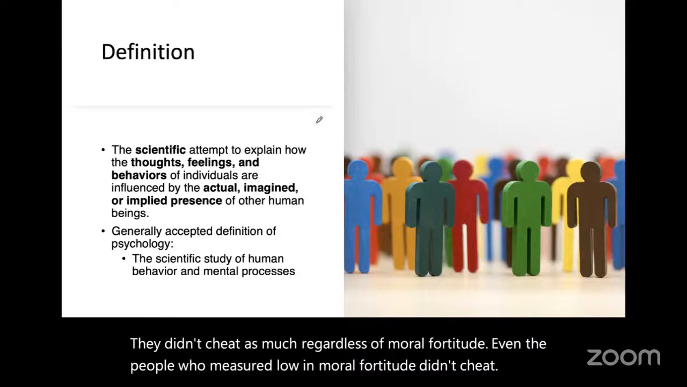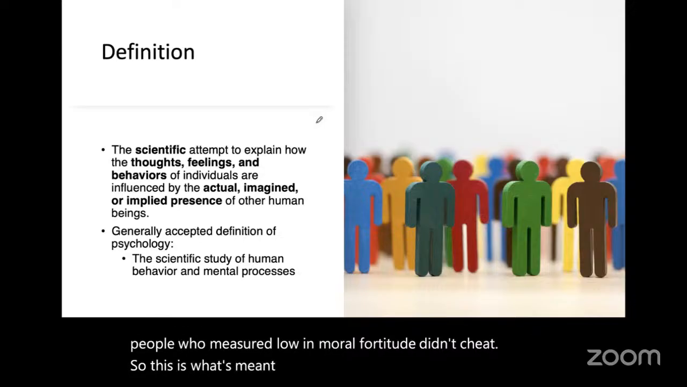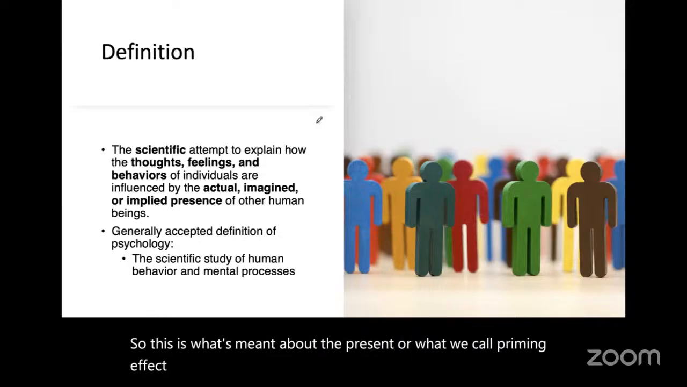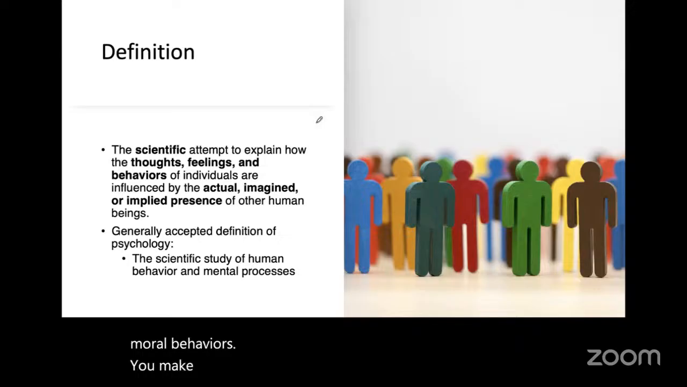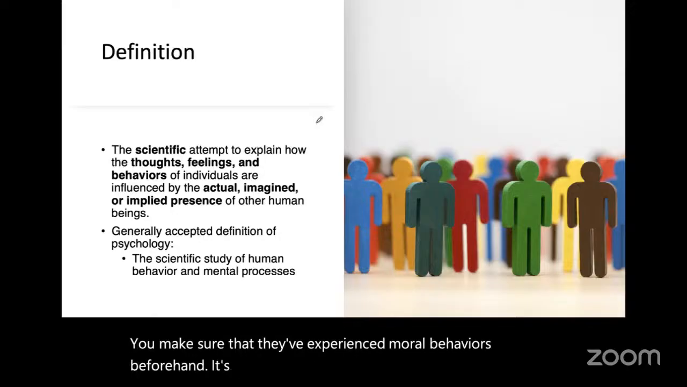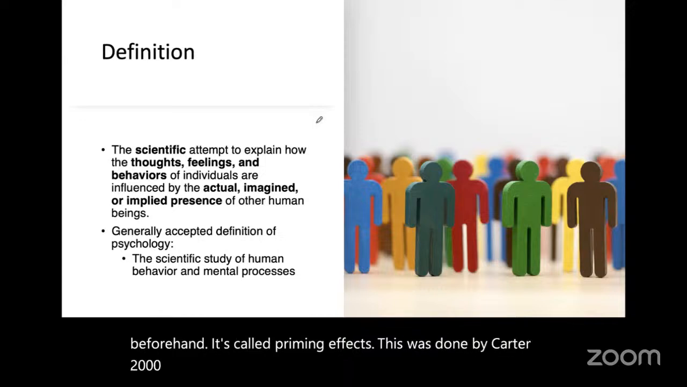So this is what's meant by what we call the priming effect of experiences with others. If you want someone to do moral behaviors, you make sure that they've experienced moral behaviors beforehand. It's called priming effects. This was done by Carter, 2018, if anyone wants to know.